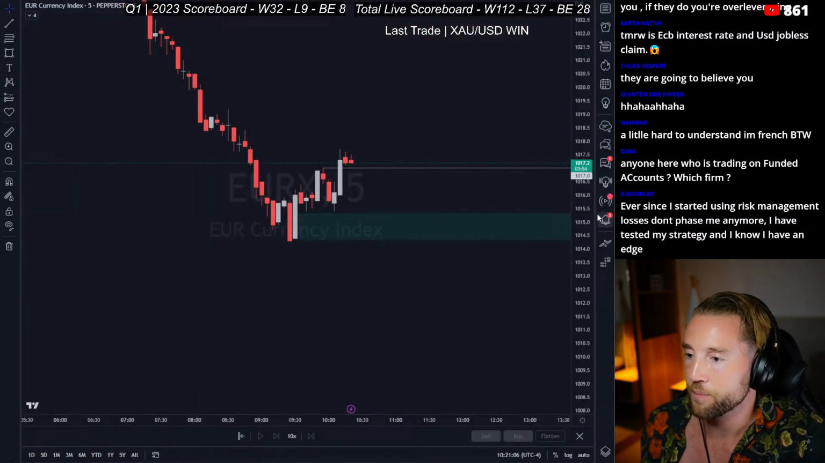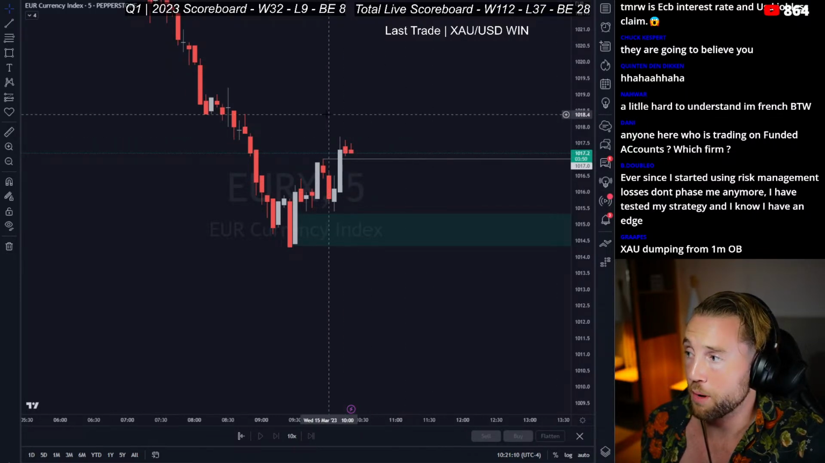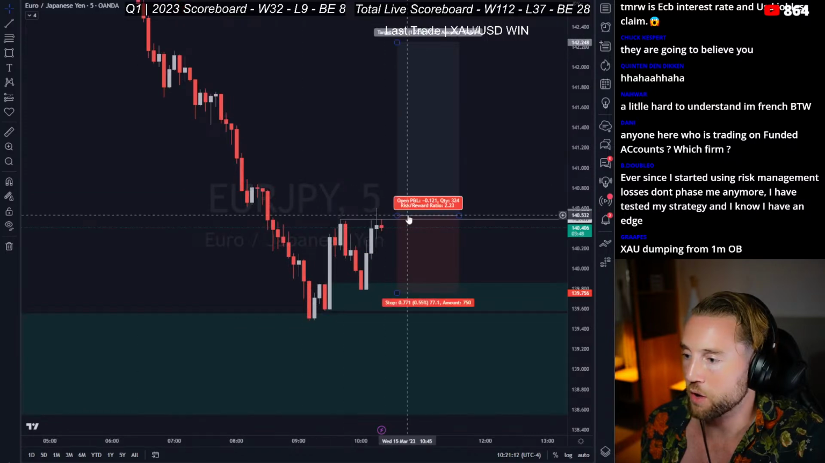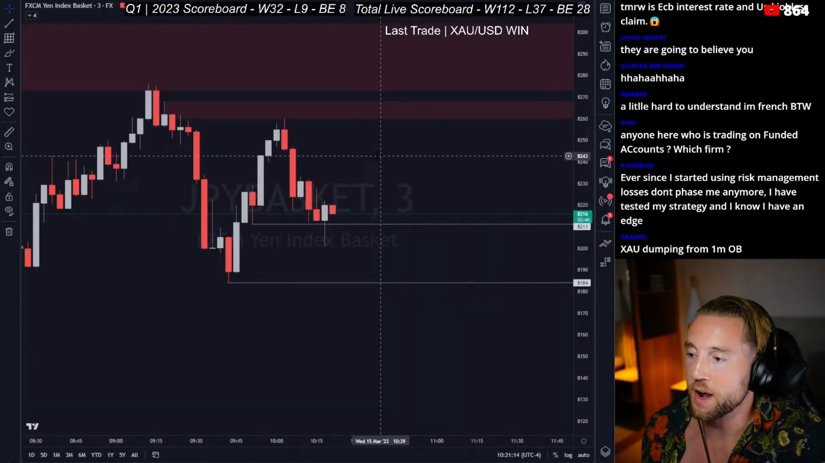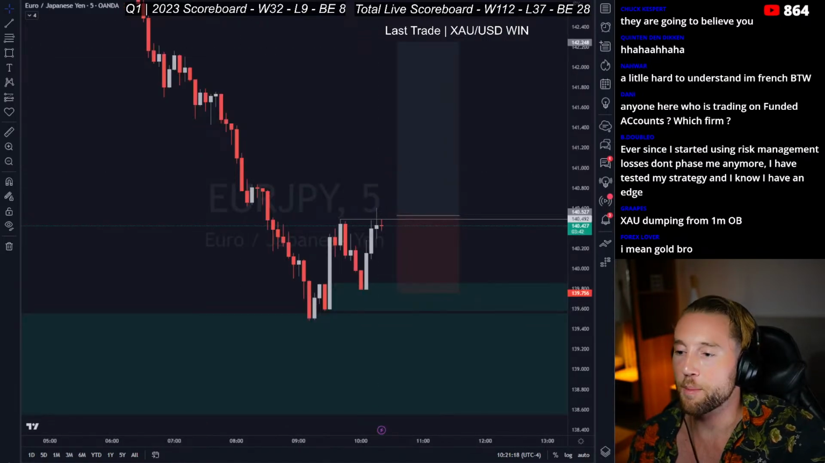The euro closed above it, that's good. That's already good. It's about the yen right now. Okay, the yen needs to dump. And that's a euro Japanese yen trade.